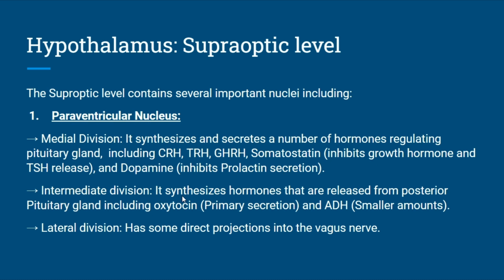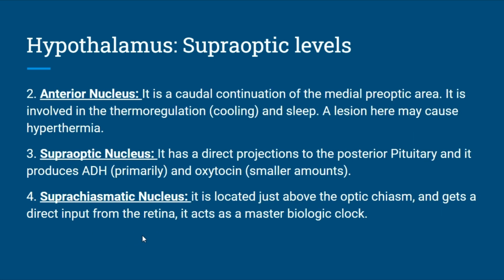The intermediate division synthesizes the hormones that are released from the posterior pituitary gland, including oxytocin, which is the primary secretion, and ADH, which is produced in smaller amounts. The lateral division of the paraventricular nucleus has some direct projections to the vagus nerve. The next nucleus present in the supraoptic level of the hypothalamus is the anterior nucleus. It is the caudal continuation of the medial preoptic area, which is involved in thermoregulation, cooling, and sleep. A lesion here may cause hyperthermia.